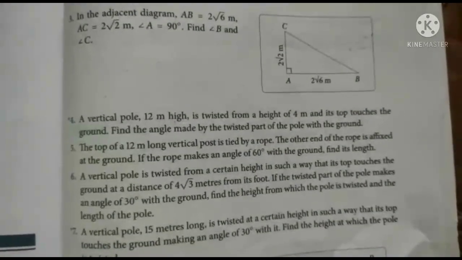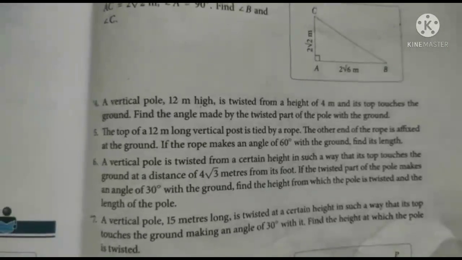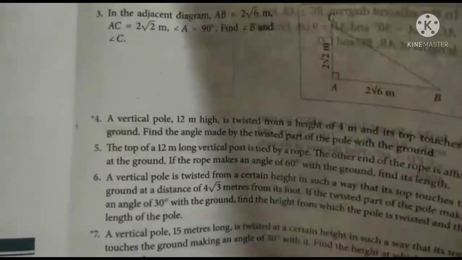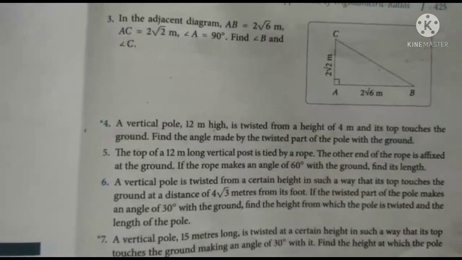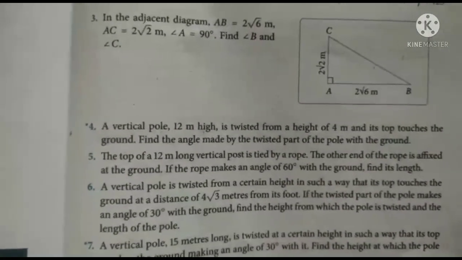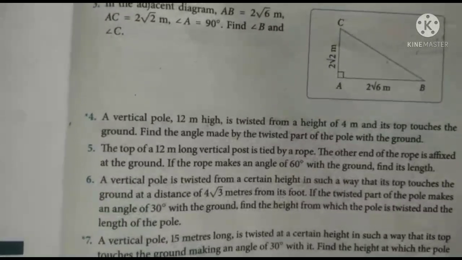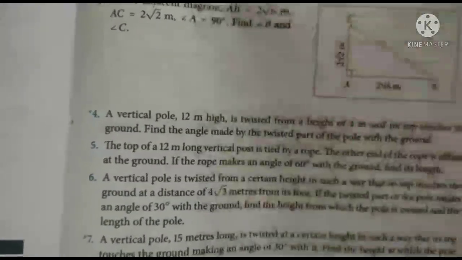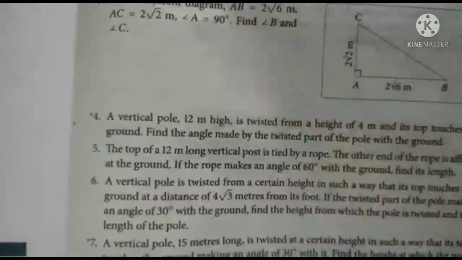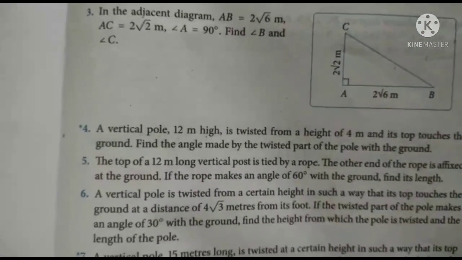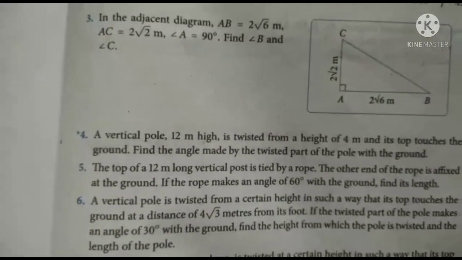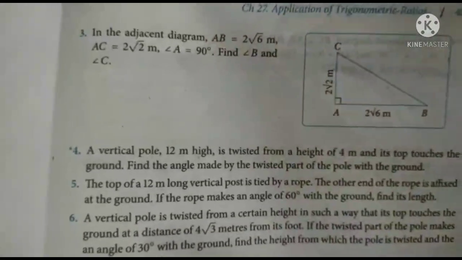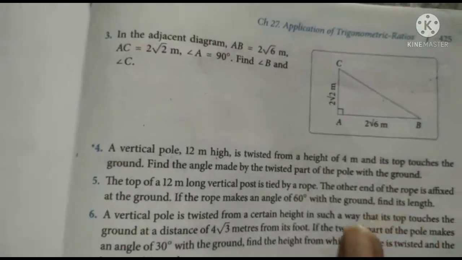So now let's see how to solve question number 5. Let's see what question number 5 tells first. The top of a 12-meter long vertical post is tied by a rope. So there is a 12-meter long vertical post, as we did in question number 4, a vertical pole. Same way we have to draw a vertical post. Just here pole is replaced by post. The top of the vertical pole is tied by a rope, and the other end of the rope is fixed with the ground, and the rope which is fixed with the ground and the ground level makes an angle of 60 degree. Given, see, 60 degree it is given.